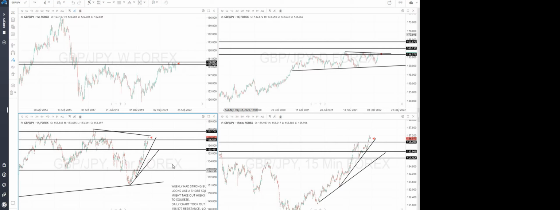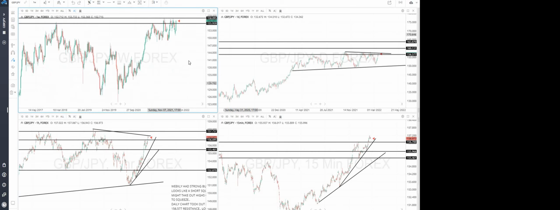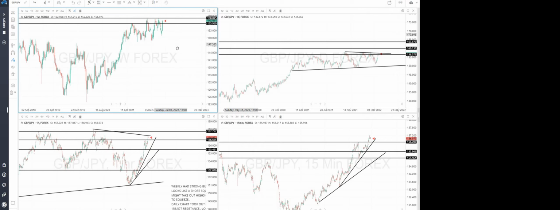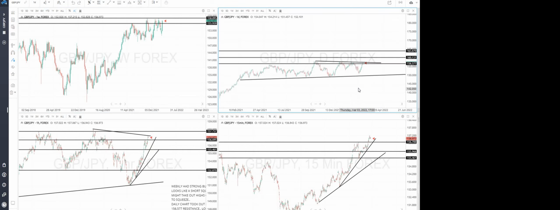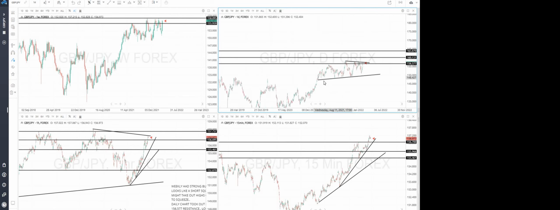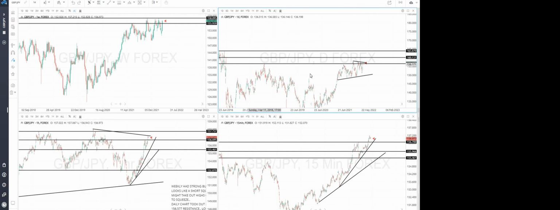GBPJPY, we got this strong rally last week. As you could see on the weekly chart, we got this strong rally. On the daily chart, this is reading a short squeeze. So all buyer liquidity overall is above all these highs. So there is a potential that we do continue to move higher because of the way that this thing is pushing up on the daily chart. As you can see, we rejected that 577 resistance, and then we took it out on the daily chart, which is a key level overall, right?